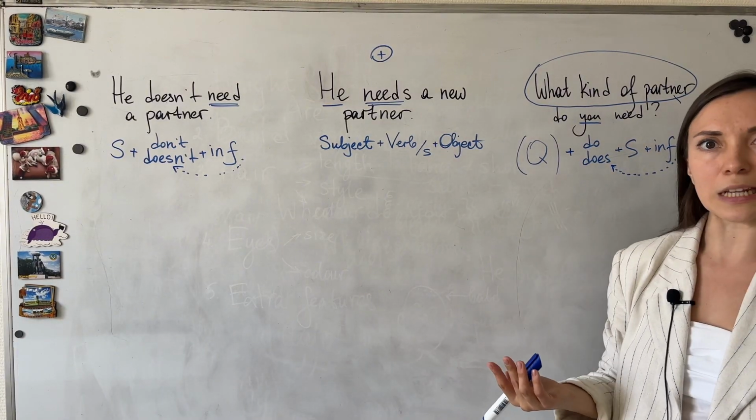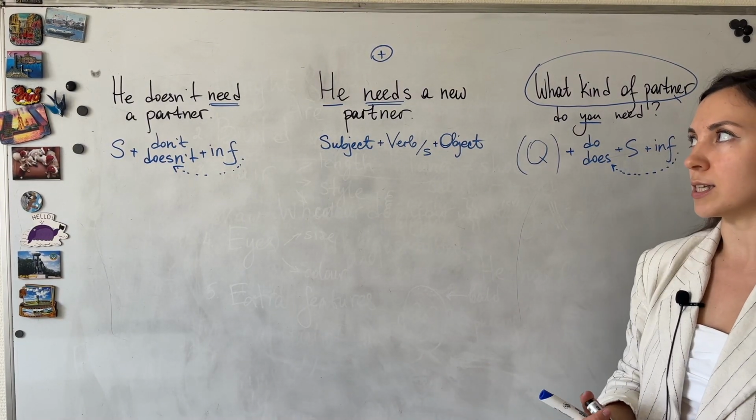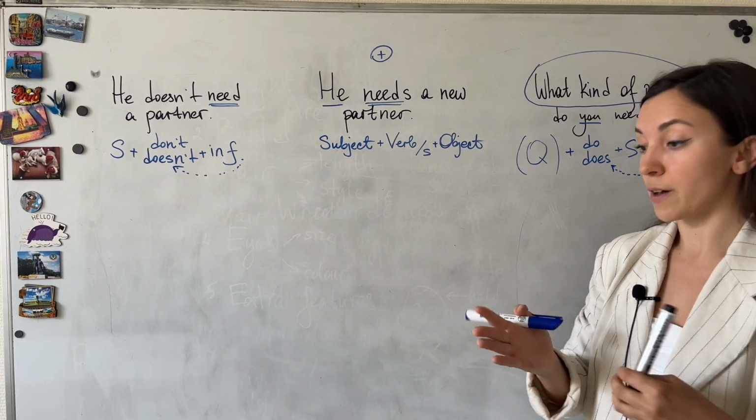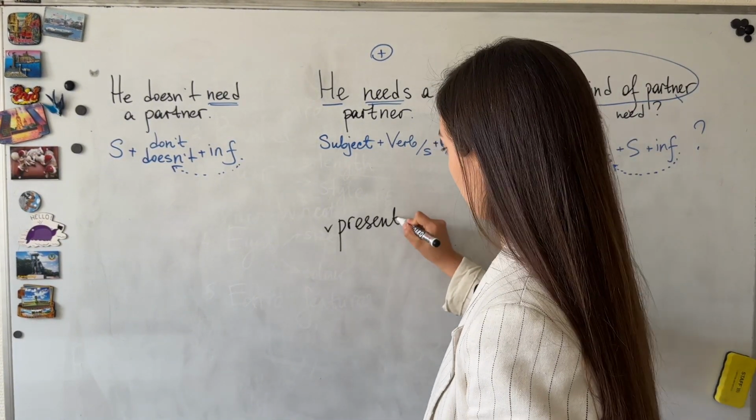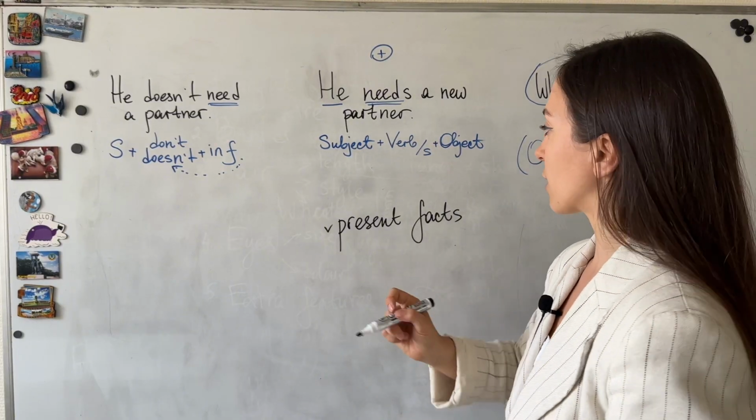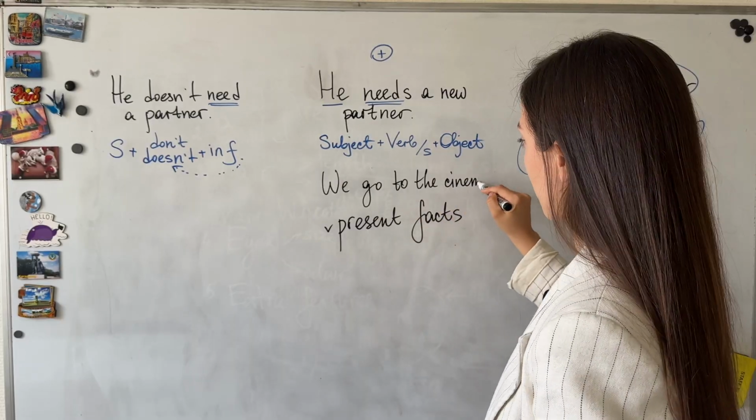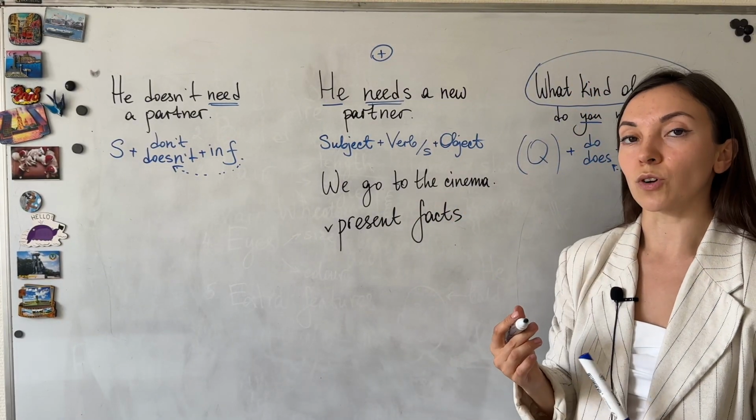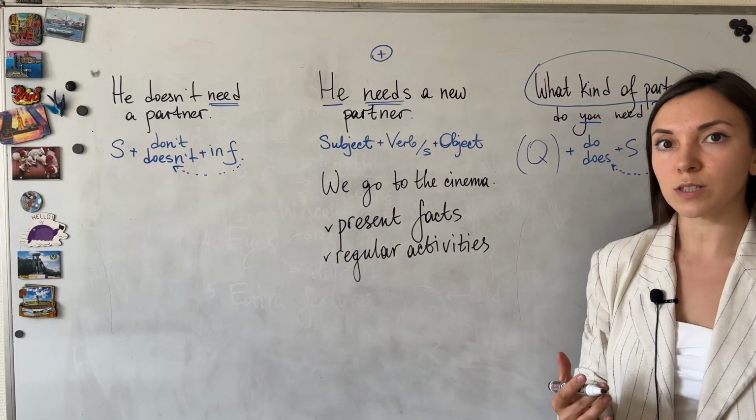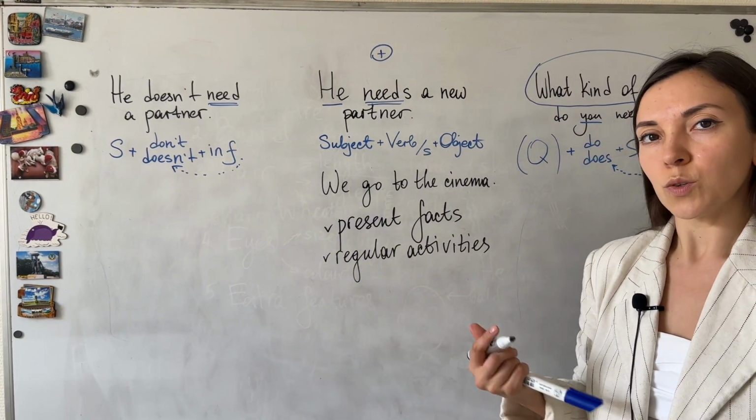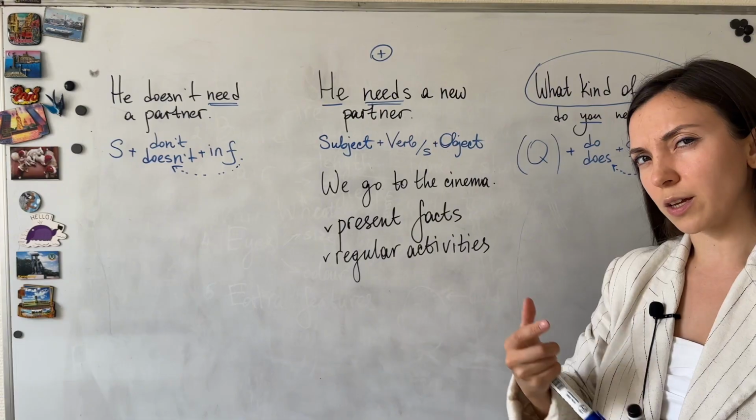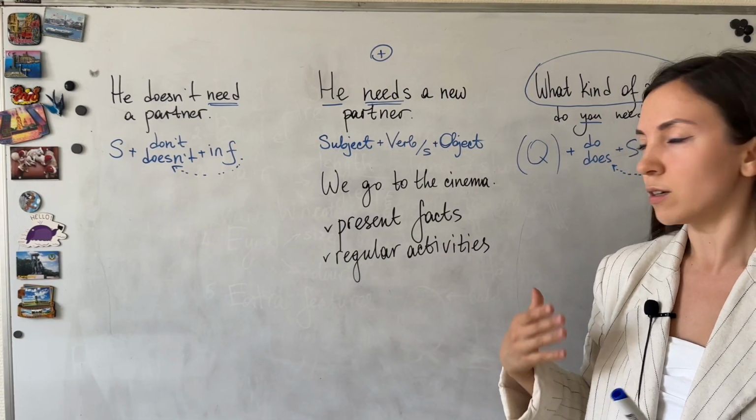What about the meaning? When do we use these sentences? We use them when we talk about present facts. Something which is true in the present. Also, what about this action? Here, it's a regular activity. Something which happens on a regular basis. Which words can help us to understand, yeah, this is a regular activity?